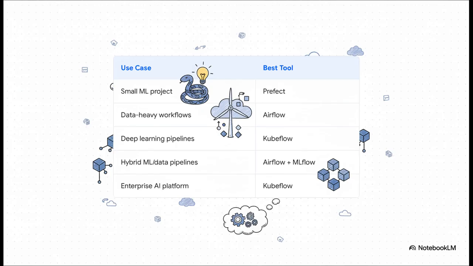So how do you actually choose? Let's make this super simple. If you've got a smaller project and you just want to move fast, start with Prefect. If you're dealing with really data-heavy scheduled workflows, look no further than Airflow. And if you are all in on deep learning and Kubernetes, Kubeflow is absolutely your answer.